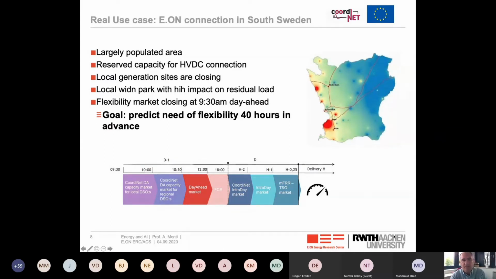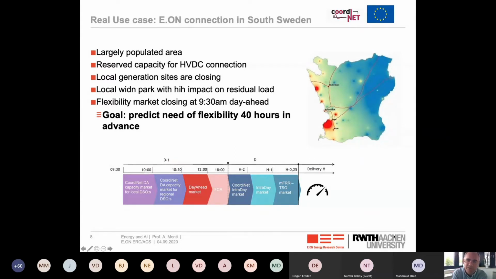to take commercial decisions. So here, as you see from the slide, the goal was to predict the need of flexibility 40 hours in advance so that this market could be enabled and the right purchase of flexibility could be done.